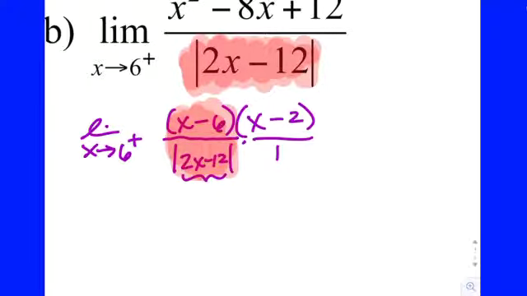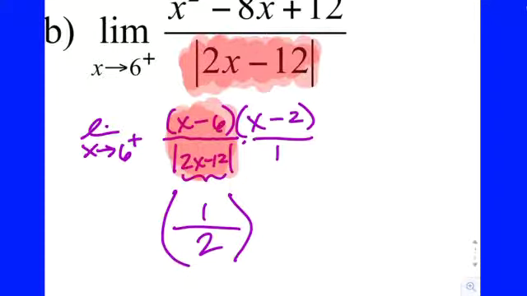So how would I evaluate something like that without graphing it? Plug in a 7. A 7 is great. It's greater than 6. So 7 minus 6 is 1. And on the bottom, 7 times 2 is 14. 14 minus 12 is 2. The absolute value of 2 is 2. There you go. So that's a 1/2.